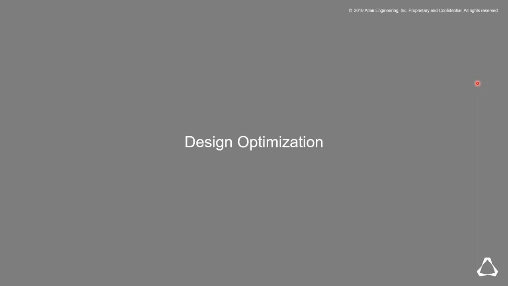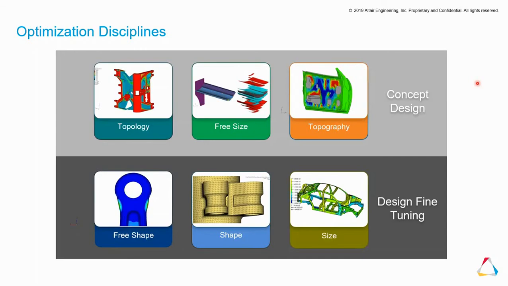The second major benefit is design optimization. And this is an area where we have continued to develop new and innovative functionality. So there are multiple different optimization disciplines available with OptiStruct. You can apply them at the concept level stage and at the fine-tuning stage. And the goal over here is to be able to apply optimization throughout the entire design process and improve the potential of coming up with a lightweight, structurally efficient design.